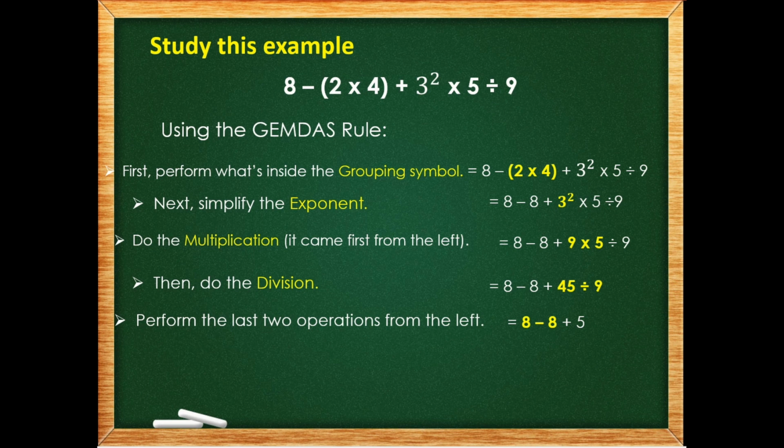Perform the last two operations from the left. So from the left, subtraction comes first before addition. So let's subtract. 8 minus 8 is equal to 0 plus 5. And finally, do the addition. 0 plus 5 is equal to 5. The answer, therefore, is 5.